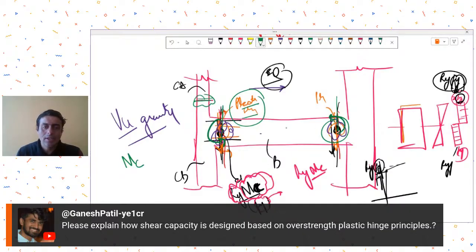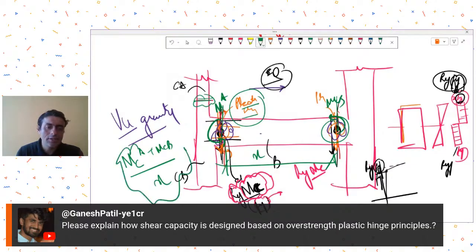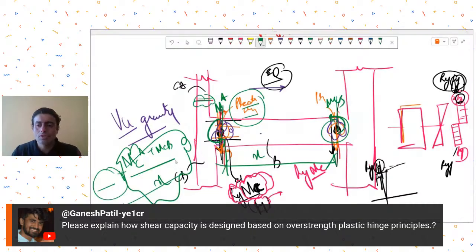Let's say I'll add up the moment capacity being developed at these 2 points, let's say A and B, and then I divide it by the distance between them, let's say X. So this is the additional shear that may be generated due to this plastic hinge, and this I may add to gravity shear, and then I design my beam for this overall shear.